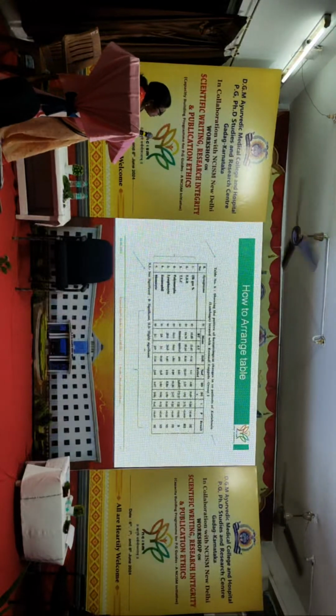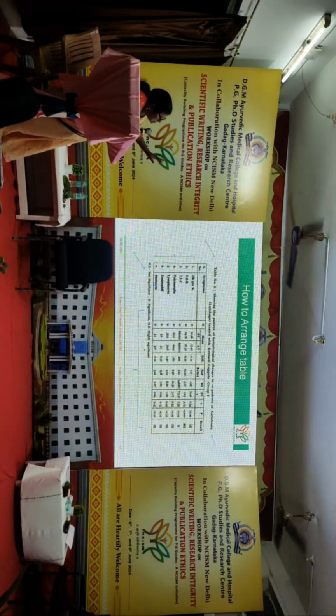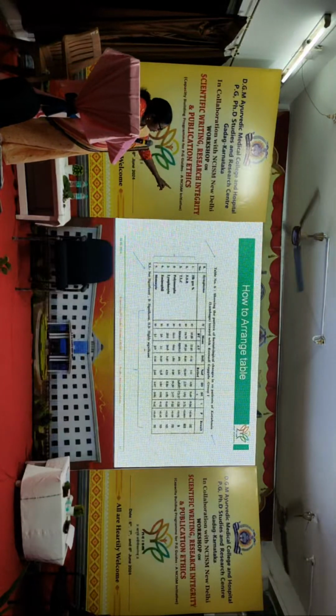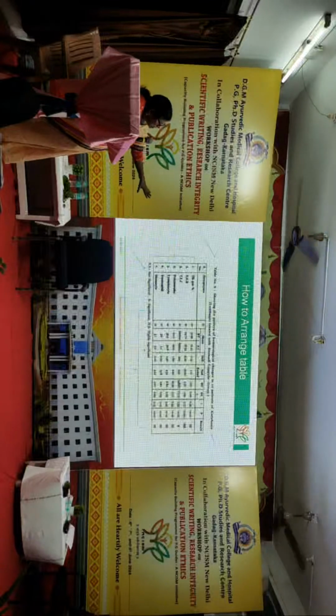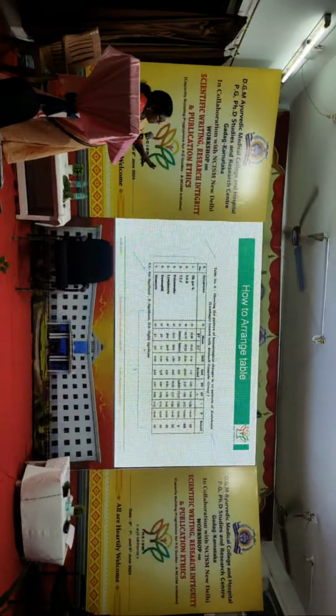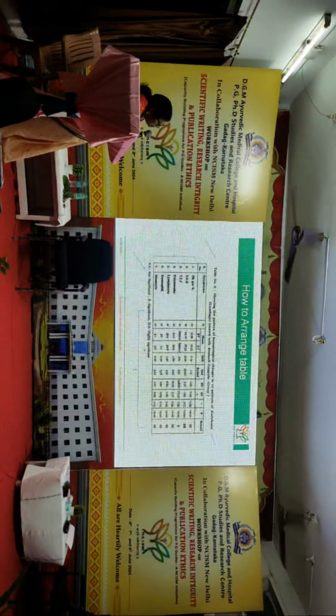Next slide. How to arrange the table. So this is the way you have to arrange. You can get every piece of information when you see it, and the footnotes have the not significant, etc. And if it has an asterisk sign or the dagger sign, anything should be explained beneath. Next slide.